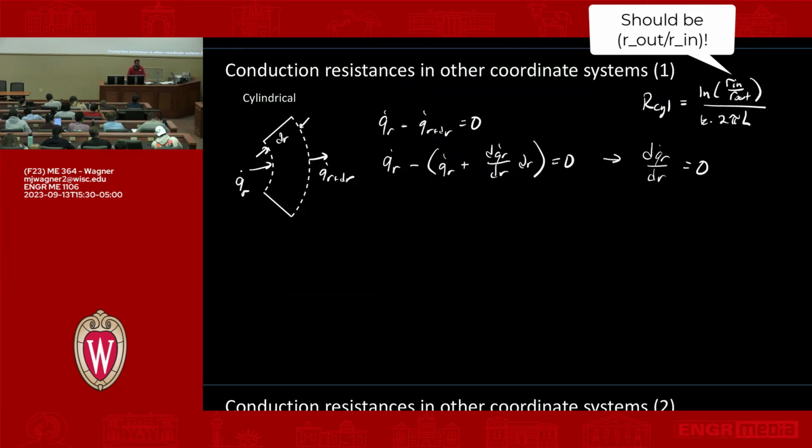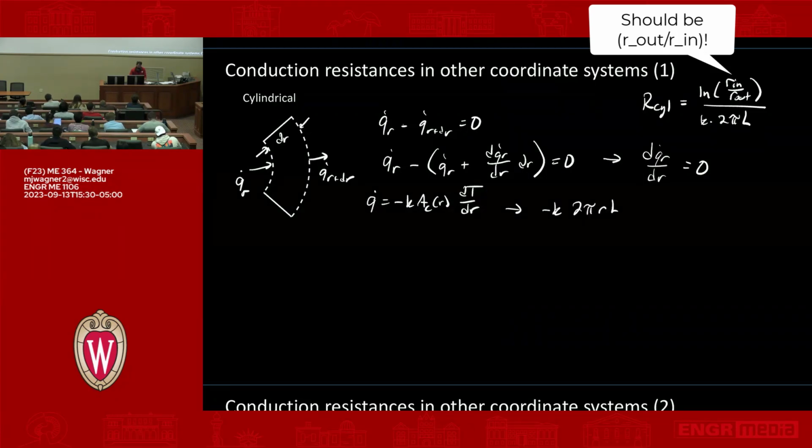Now we substitute in Fourier's law. For this one, Q dot is equal to minus K AC, which is a function of R, times dt dr. Let's write that out. It's minus K 2 pi R L dt dr. Just a couple things to pay attention to. L is the distance into and out of the page. It's the length of the cylinder.